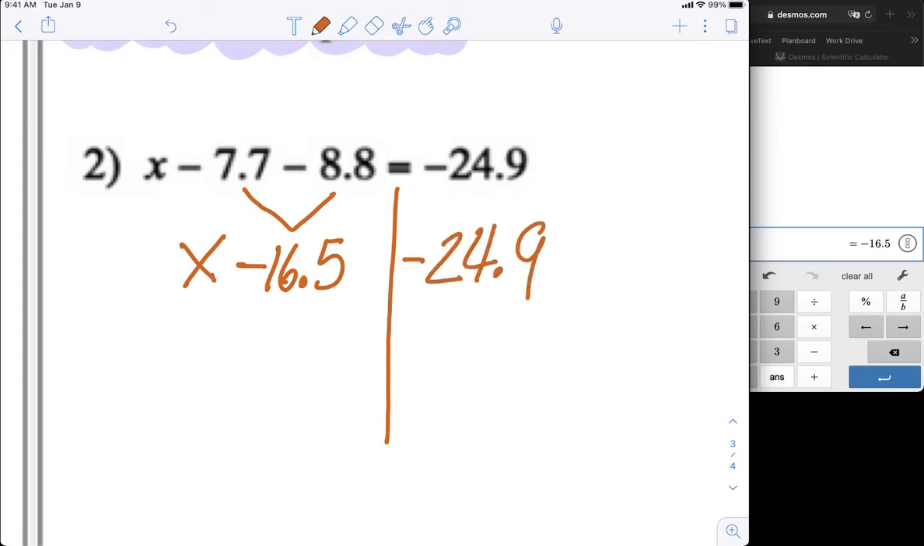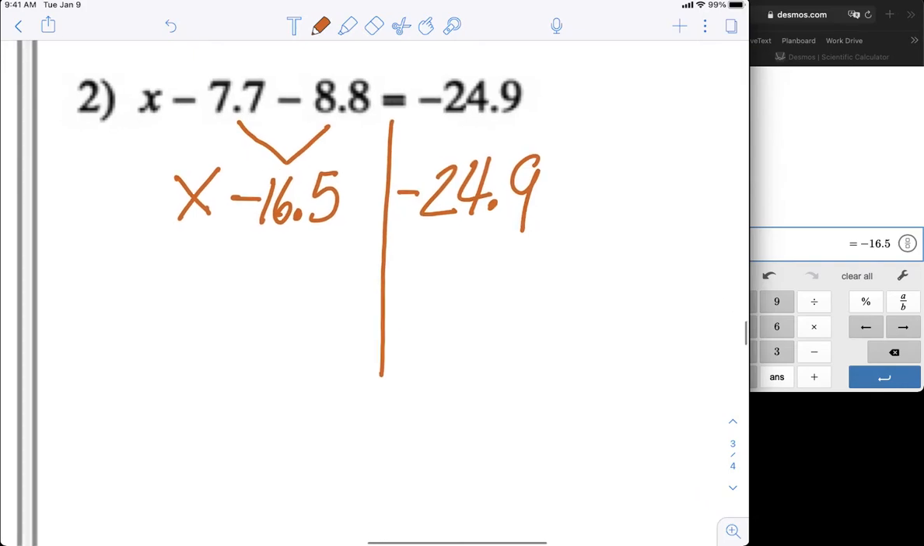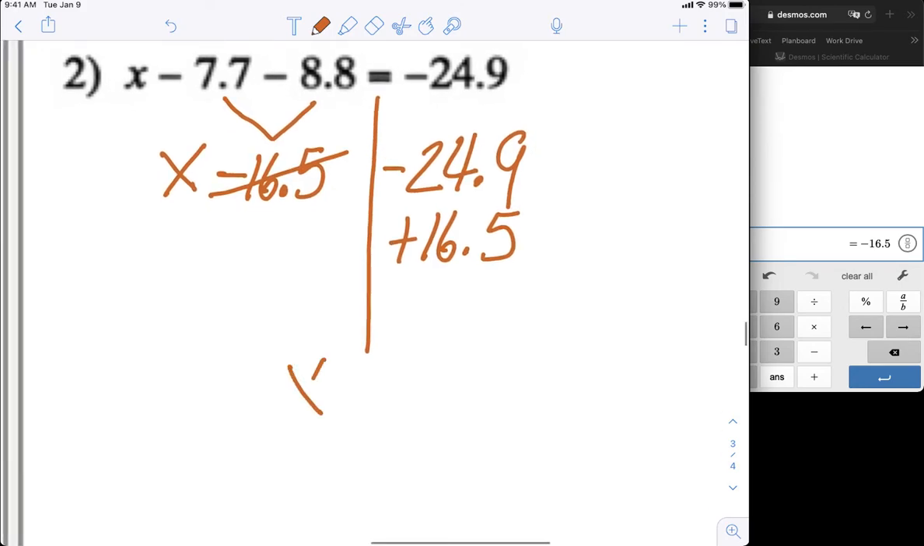Now remember, the goal is to get the x's on one side of the line of separation and the numbers on the other side of the line of separation. So I need to move this negative 16.5 over here to this side, so then x will be by itself. Right? So I'm going to move it and cross it out. But negative 16.5, when it comes over to this side, is going to become plus 16.5, just like that. So I'm going to get x is equal to, right? Because look, my x comes down just like that.